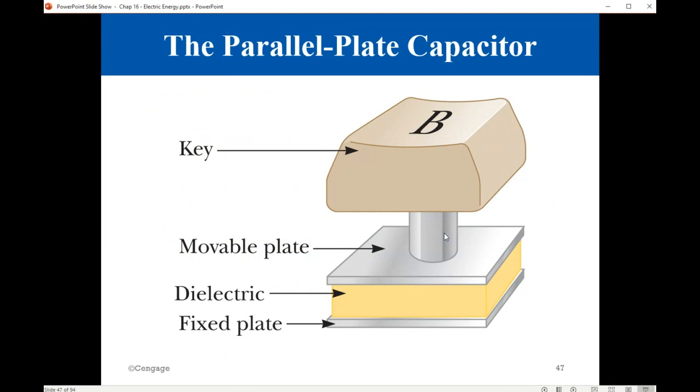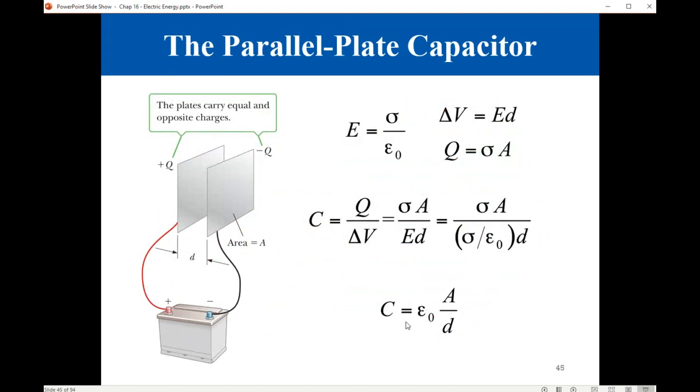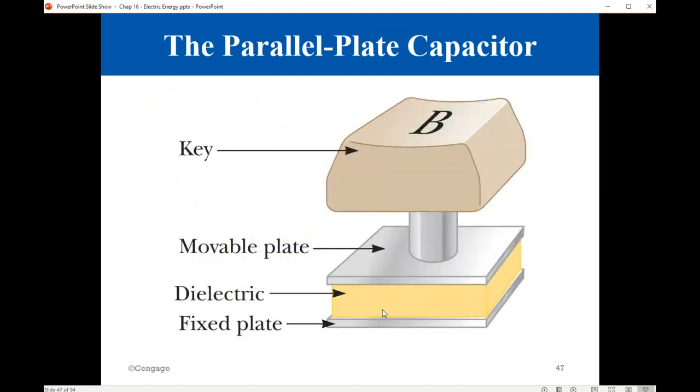One application that we all use is the keyboard. Have you ever wondered what's happening when you press one of the keys on a keyboard? So now you know what's there. You have a parallel plate capacitor. When you press the key, the separation between the two plates is reduced. When you reduce D, the capacitance increases. So eventually, when you press any key, you are reducing the distance and increasing the capacitance.